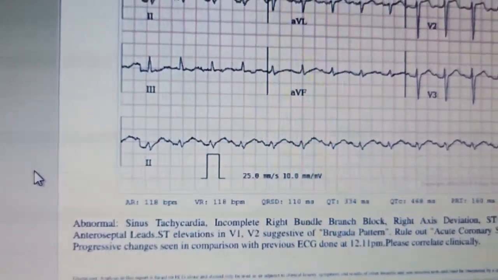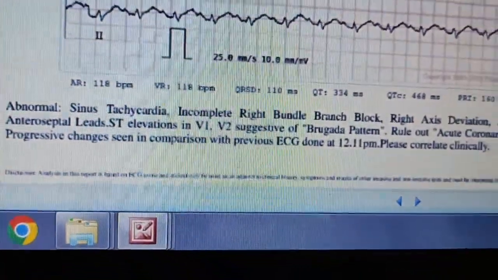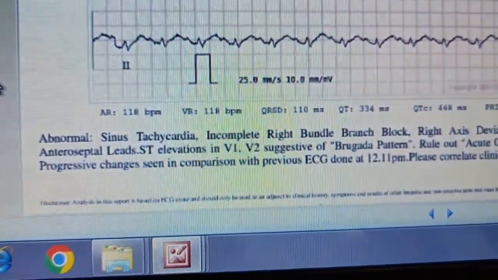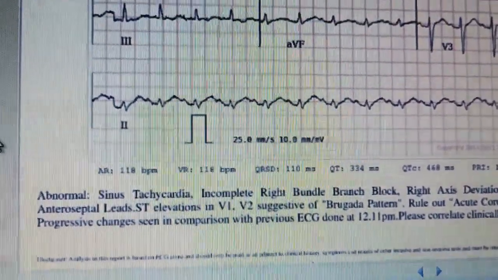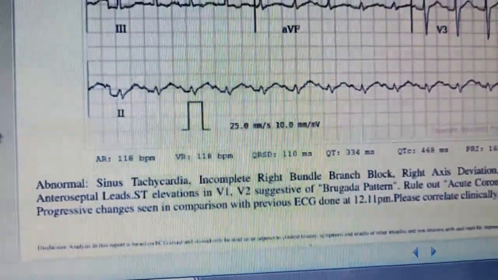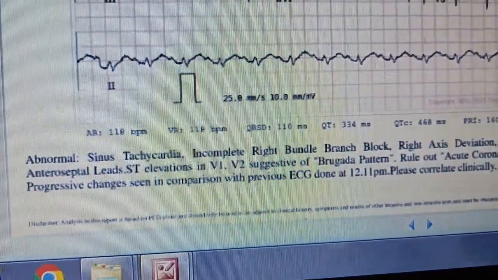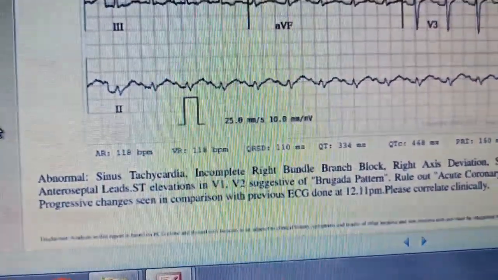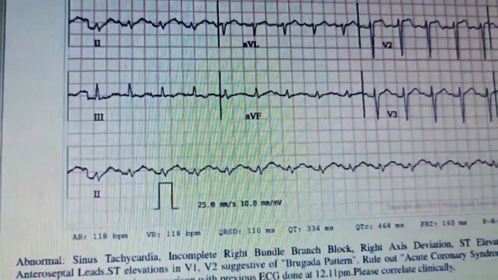It is also abnormal. It is represented here, as given in the abnormal observation, as sinus tachycardia. Tachycardia represents a heart rate of more than 100 per minute, and here it is 118. That's why sinus tachycardia must be considered and confirmed.